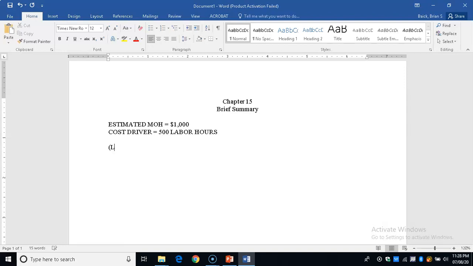Cost driver can be anything. It can be labor hours, direct labor cost, or machine hours. Those are some examples. But in this example, let's pretend that I estimate at the beginning of the year that I'm going to have $1,000 in overhead, and my estimated cost driver is 500 labor hours. Now, when it comes to a cost driver, they always have to tell you what it is. You don't have to guess. They have to tell you in the problem.